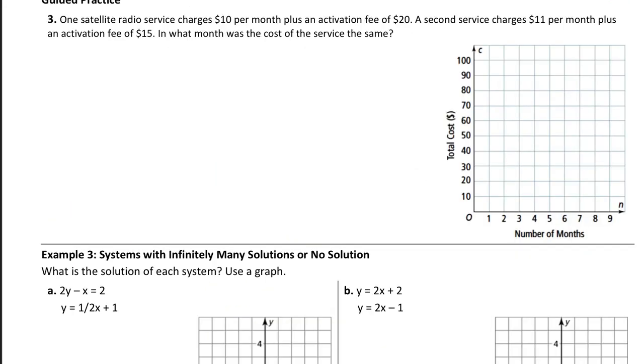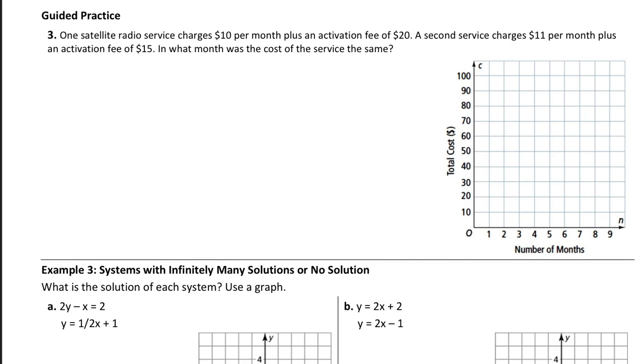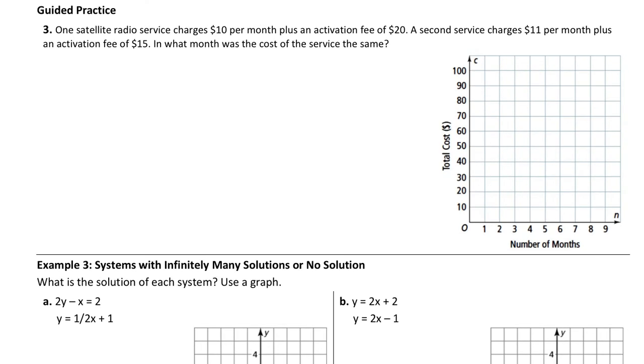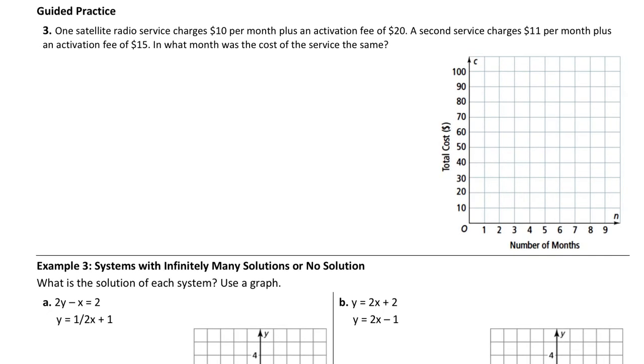Now, I know number 3 says guided practice, and really number 3 is where I'm going to leave this video. You're going to do example 3, the next example, in a different video. But I'm still going to go through number 3, so stick with me through this one. This one is a little bit easier, I think, to set up the equations. It has 2 satellite radio services. One charges $10 per month plus an activation fee of $20.